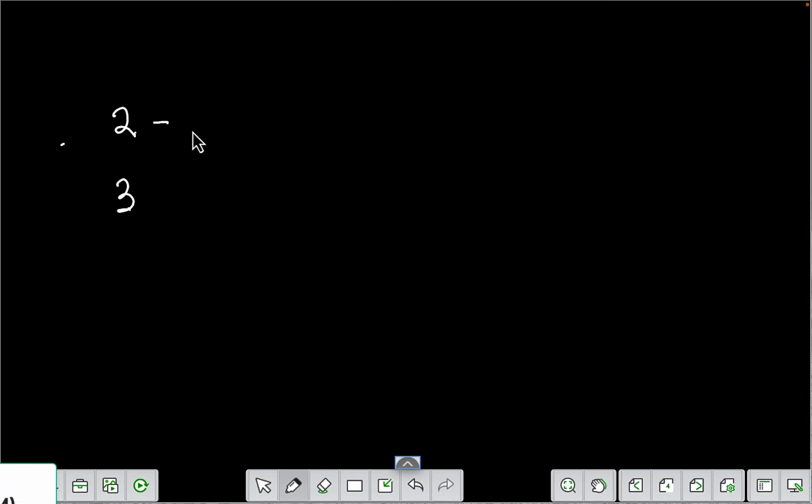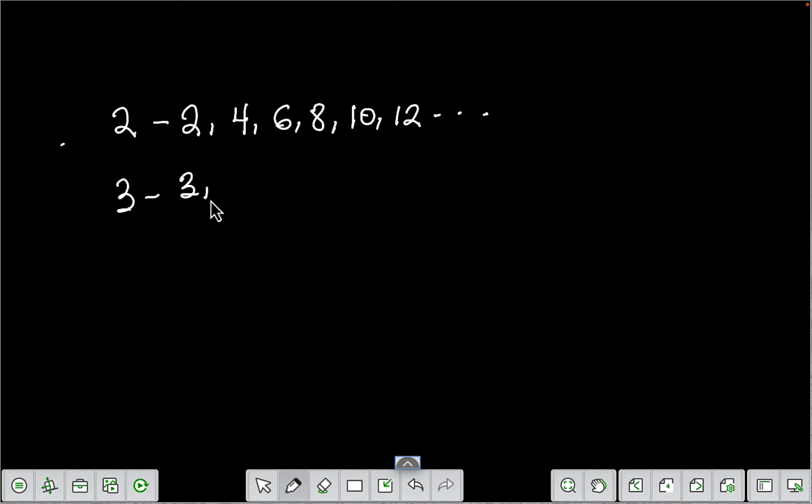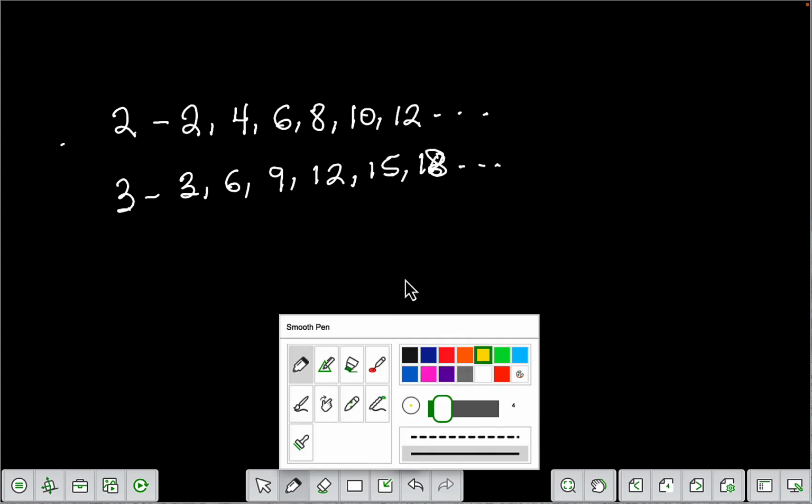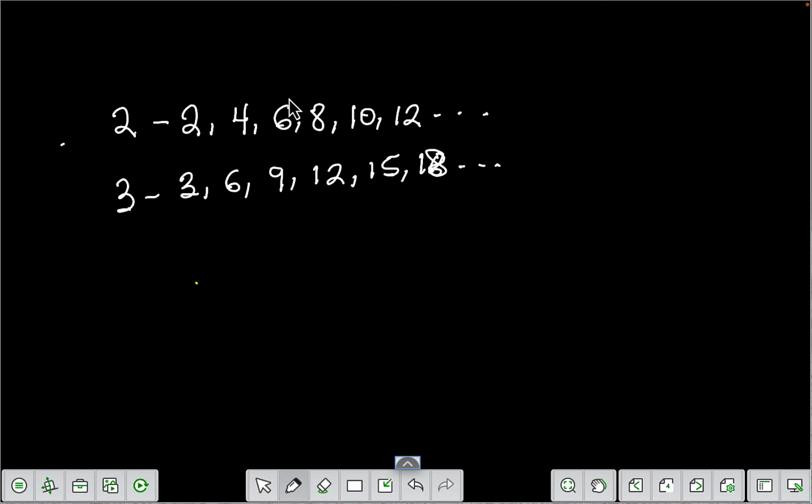If I have 2 and let's say 3, let's look at the multiples of 2. 2 times 1 is 2, 2 times 2 is 4, 2 times 3 is 6, 2 times 4 is 8, times 5 is 10, times 6 is 12, and so on and so forth. You know this. 3 times 1 is 3, 3 times 2 is 6, 3 times 3 is 9, times 4 is 12, times 5 is 15. There are some common multiples here. The first common multiple that you see is 6 and 6, right?